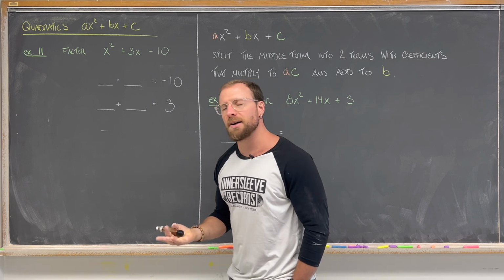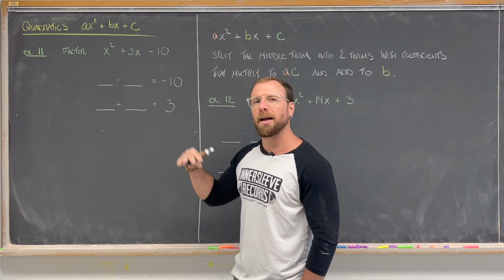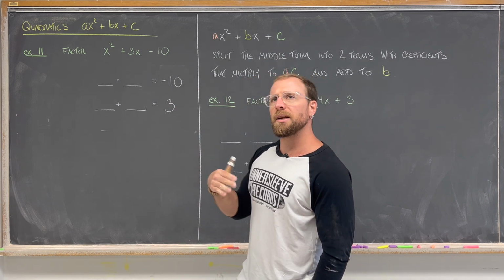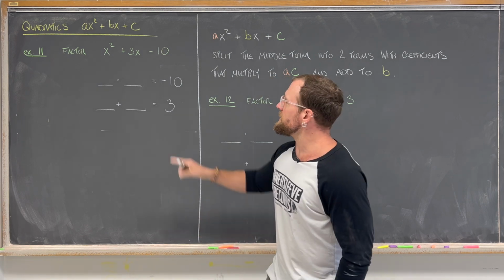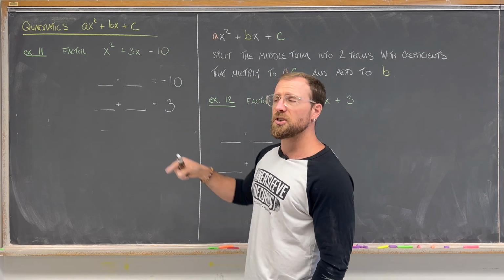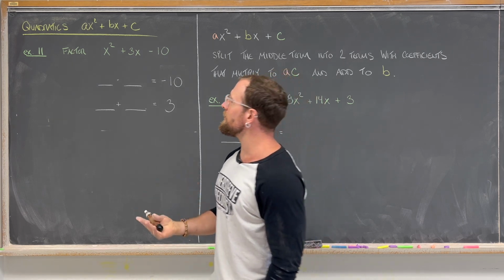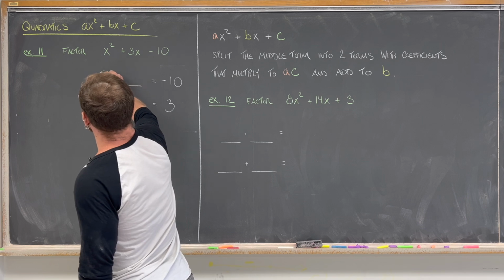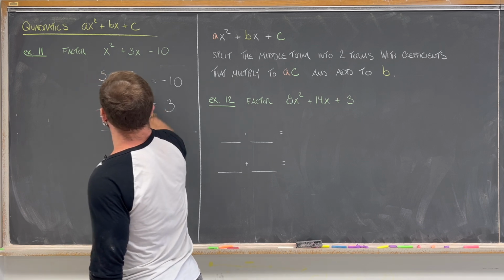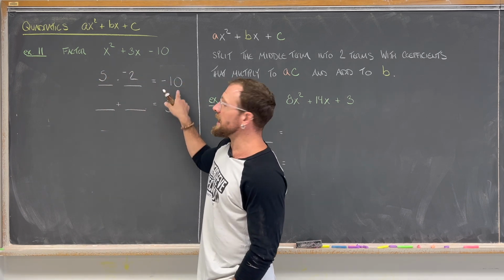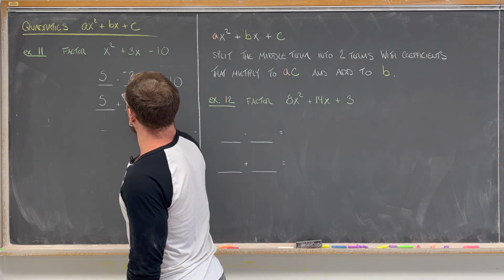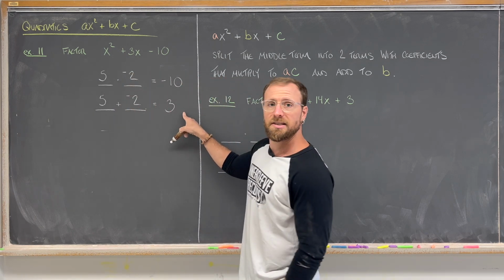So it's a little bit of a puzzle, but there aren't that many numbers that multiply together to be 10. 1 and 10 and 2 and 5. But in particular, the product needs to be negative, so one of those numbers has to be positive and one has to be negative. So with a little bit of trial and error, I think you'll find that the answer is 5 and negative 2. 5 times negative 2 is negative 10, and it just so happens that 5 plus negative 2 is 3.